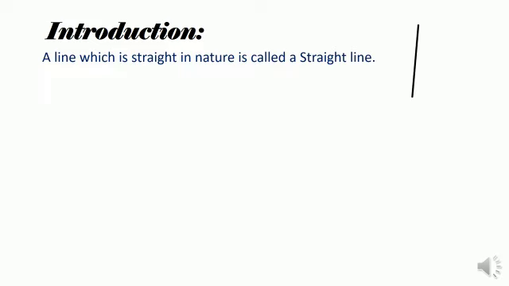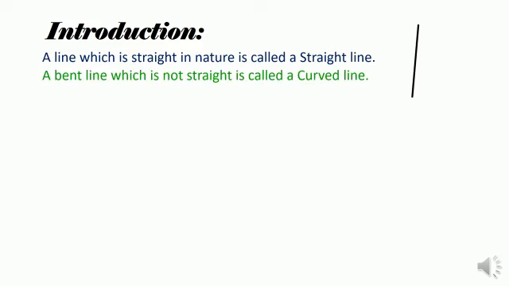Now what is a curved line? A bent line which is not straight is called a curved line. For example, you can see the picture. This curved line has a curve or a bend in the middle. So children, we have to remember that a curved line will never be straight and it will have a bend either in the middle of the line or anywhere in between the line.